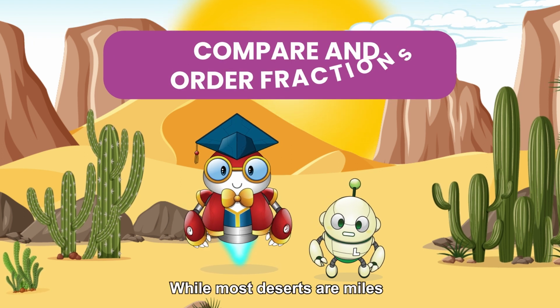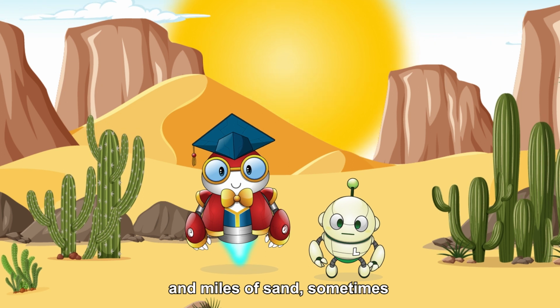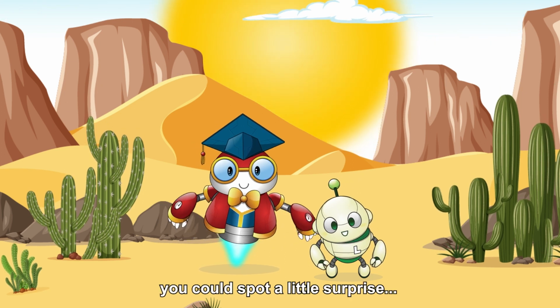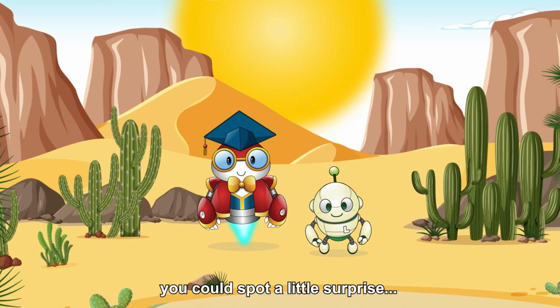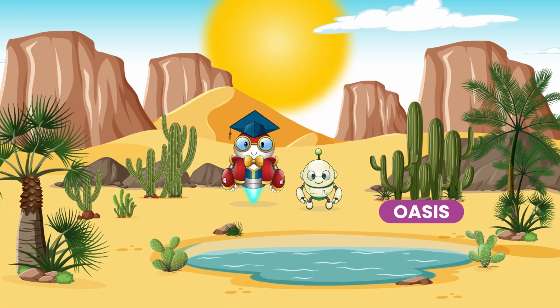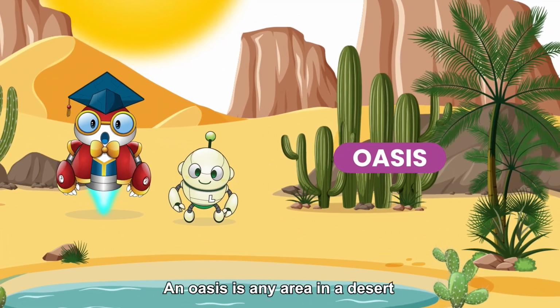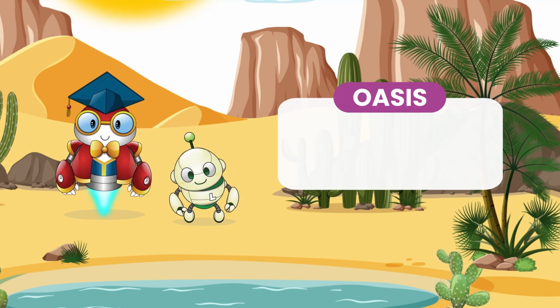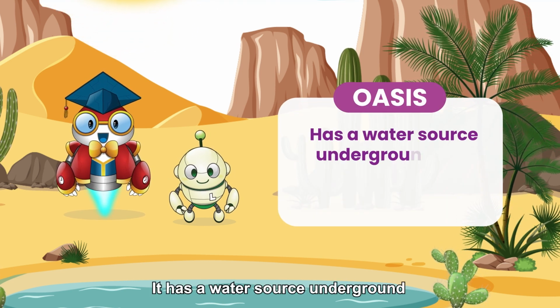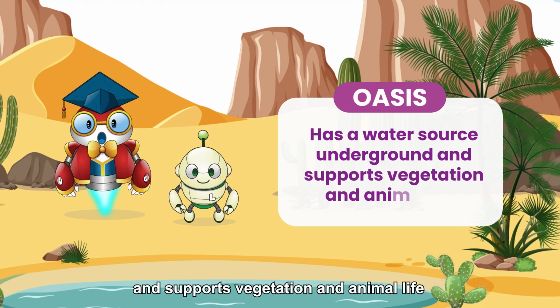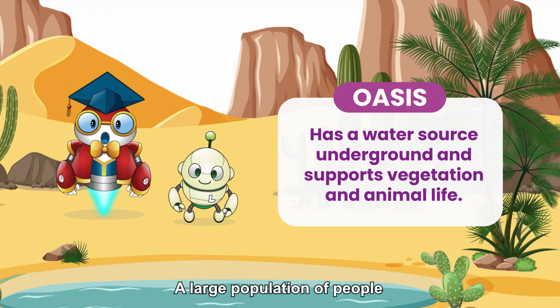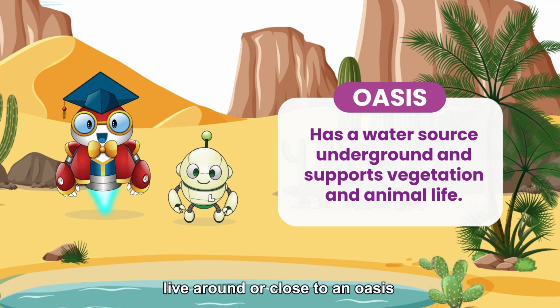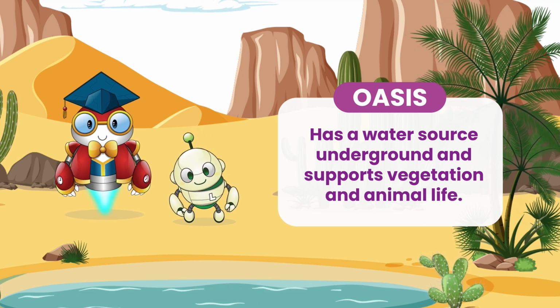While most deserts are miles and miles of sand, sometimes you could spot a little surprise, like this oasis. An oasis is any area in a desert that has a supply of fresh water. It has a water source underground and supports vegetation and animal life. A large population of people live around or close to an oasis.